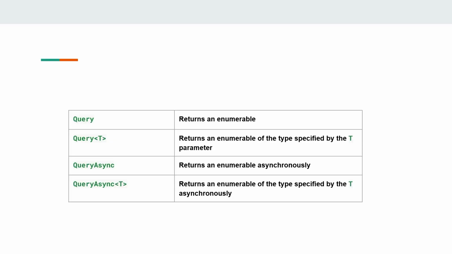To query multiple rows, there are 4 methods. One is Query, the second one is Query of generic type, the third one is QueryAsync, and the fourth one is QueryAsync but with generic type.